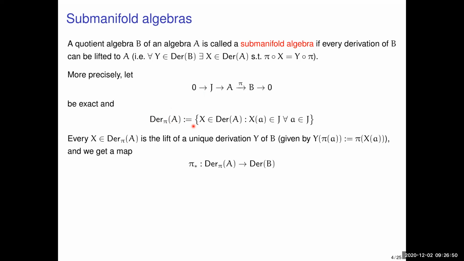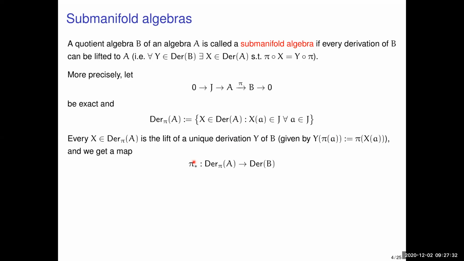And I use this notation for this set. This is not the same notation as in the paper, but okay. I denote it with a pi below. So you can think of this as the set of derivations that you can push forward to B, in the sense that if X belongs to this set, then there is a unique, well-defined derivation of B, let's say Y, defined by Y acting on pi of a given by pi applied to X of a. So this is well defined if this condition of compatibility with the ideal is satisfied. These are the derivations that you can push forward in some sense.